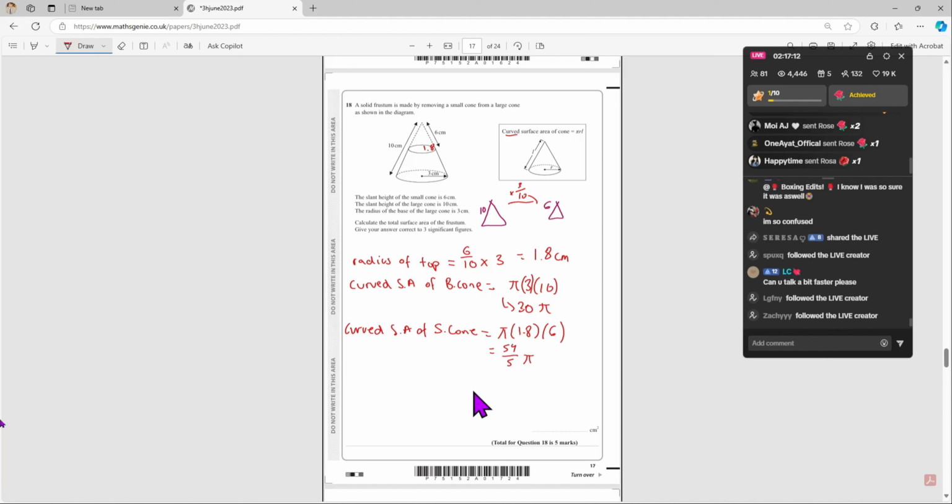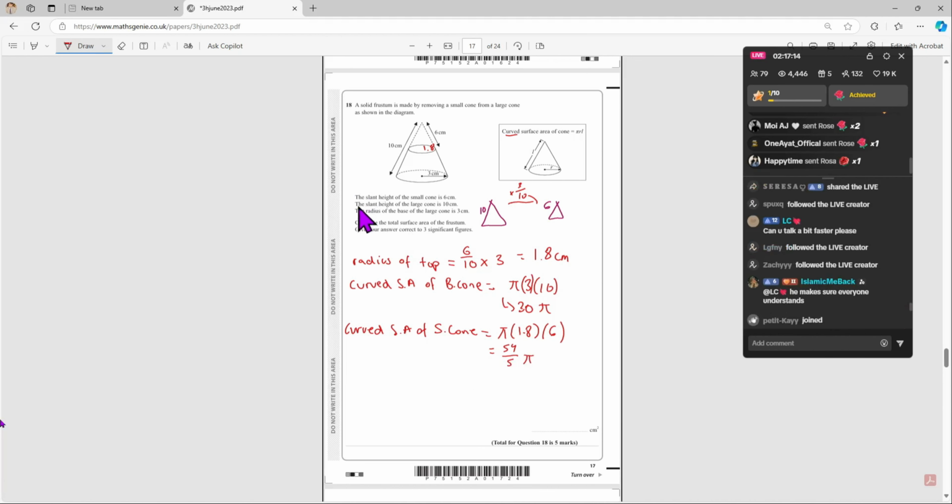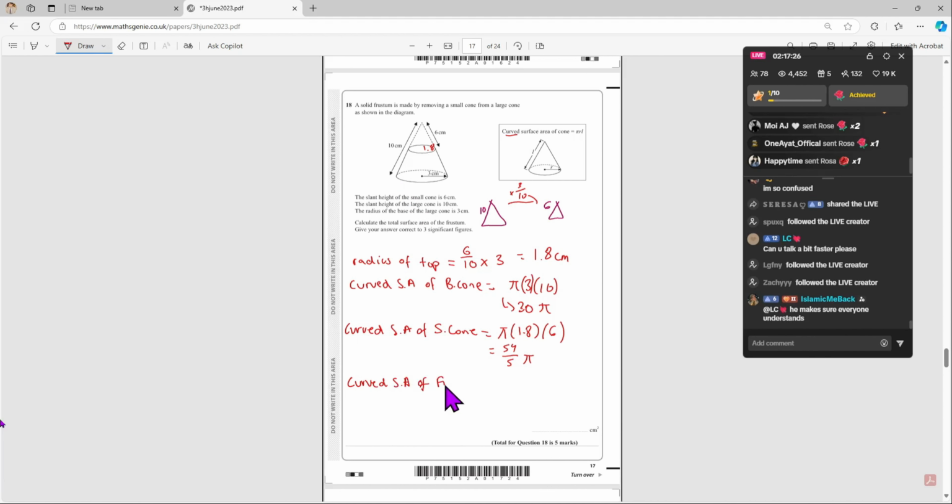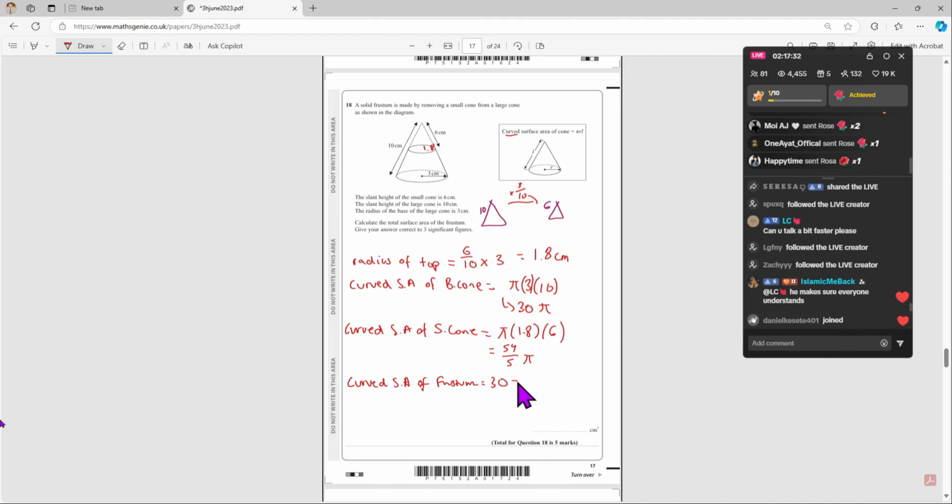Now, to work out the curved surface area of the frustum, we are going to do 30 pi, the surface area of the big cone, minus the surface area of the small cone, which will give you 96 over 5 pi. That is the curved surface area of the frustum. That is not the final answer, because it says to find the total surface area of the frustum.